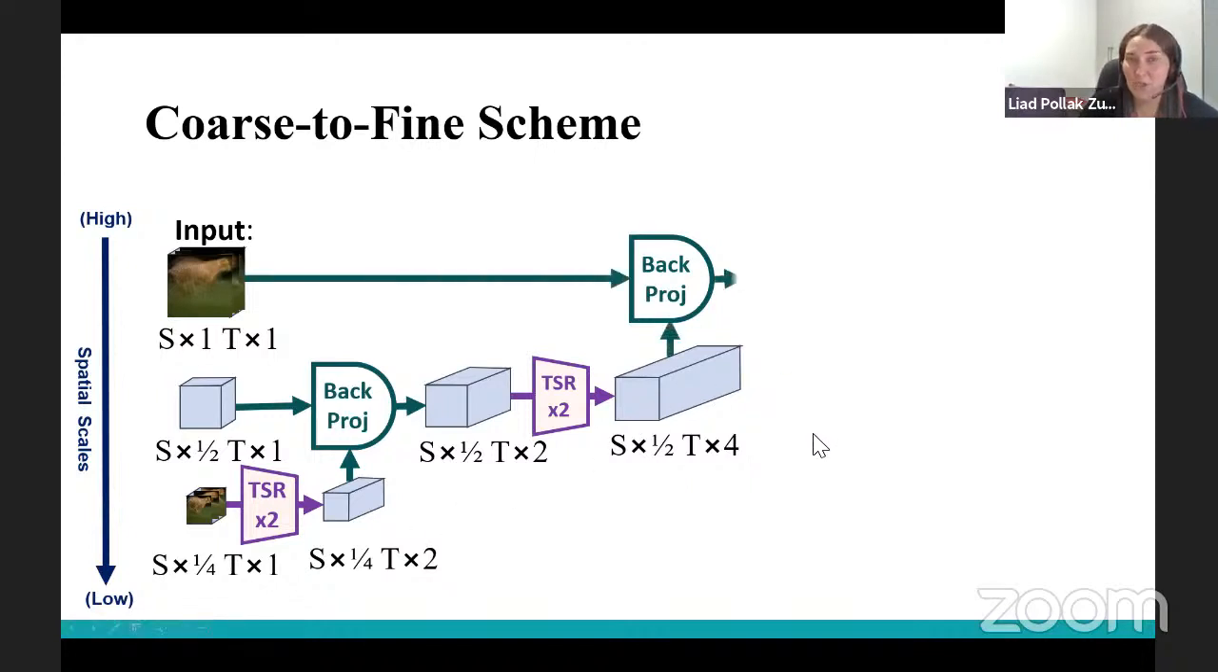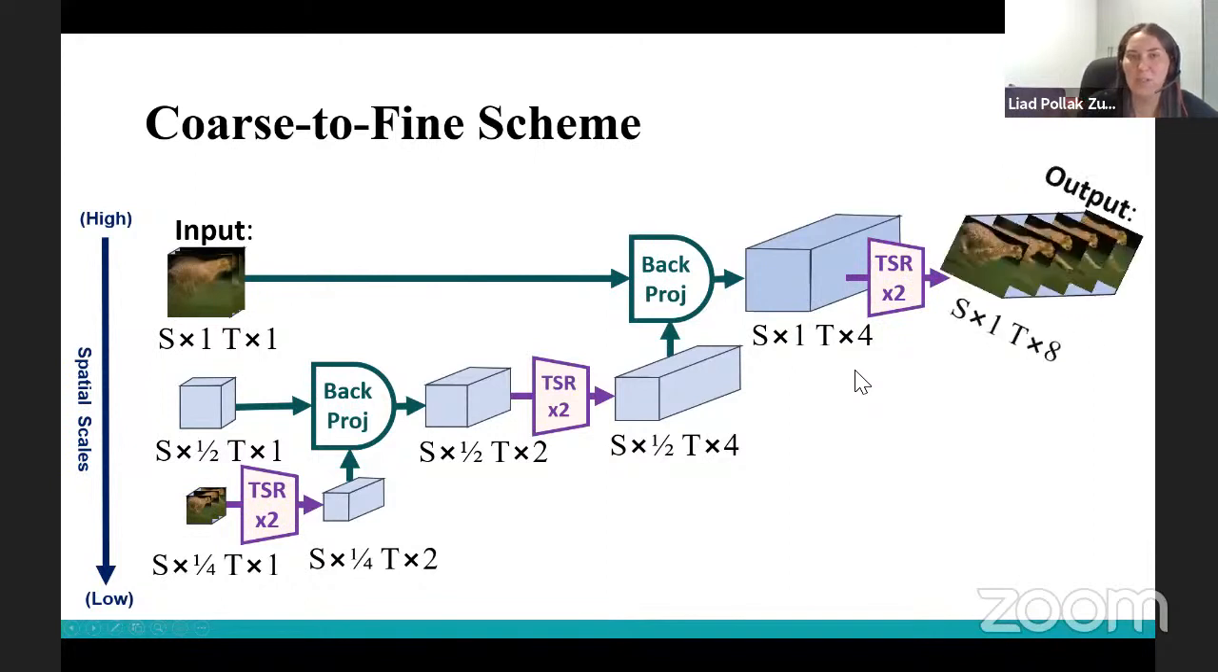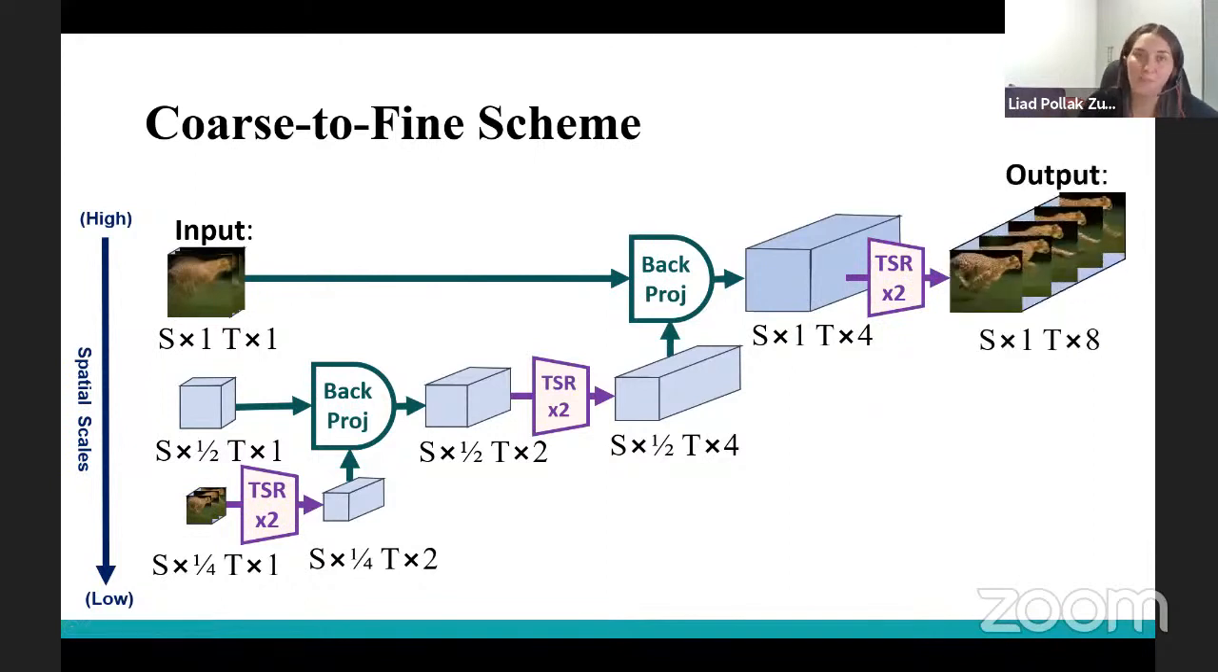We use again back projection to get this S1 T4 and apply the network again with the same reasoning to get our wanted output, which is in the same spatial resolution as the input video, but in an 8 times higher temporal resolution. Now it's a good time for questions, if you have.